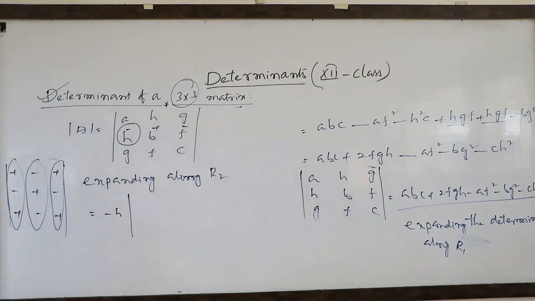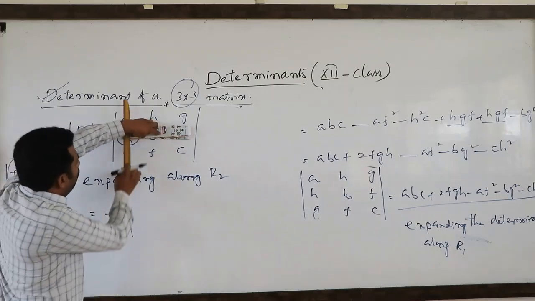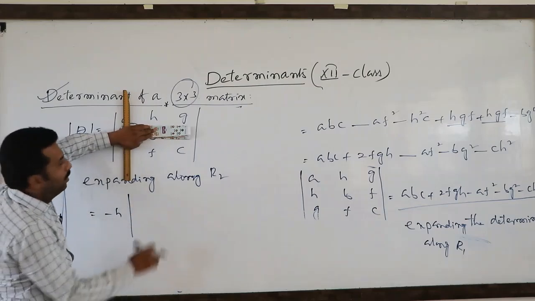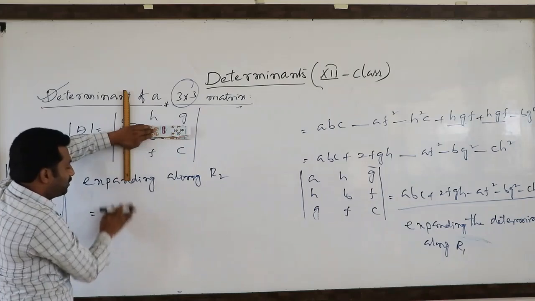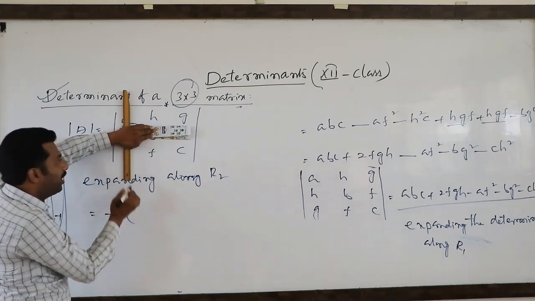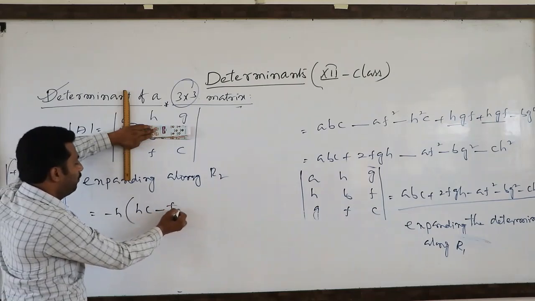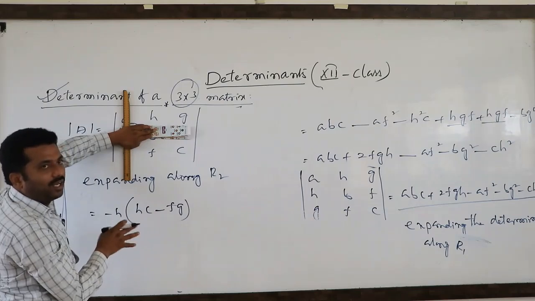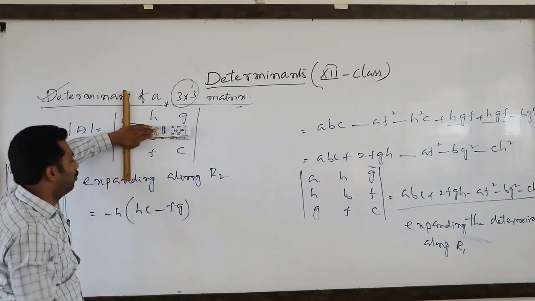What is the corresponding row? Observe the corresponding column. This is the corresponding row, no doubt about it. This is the corresponding column. How many elements are left? HC. Can I write the direct step? Yes, I am writing the direct step: HC minus FG. Every time you cannot write the determinant like that, but after practicing you can write direct steps, no problem.